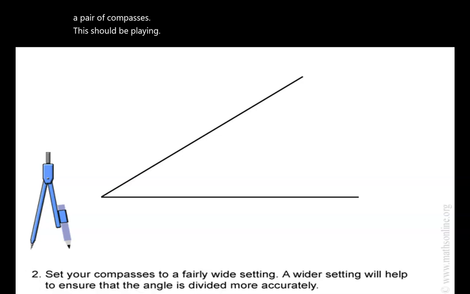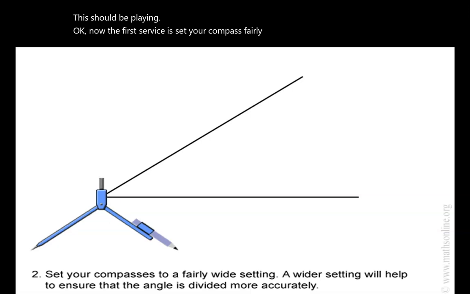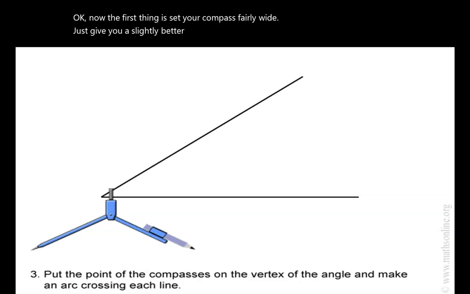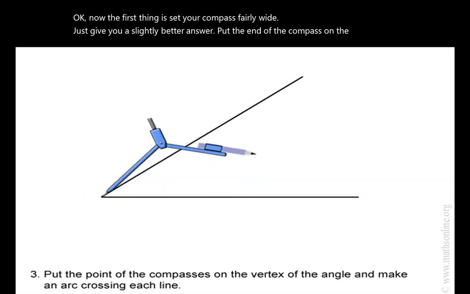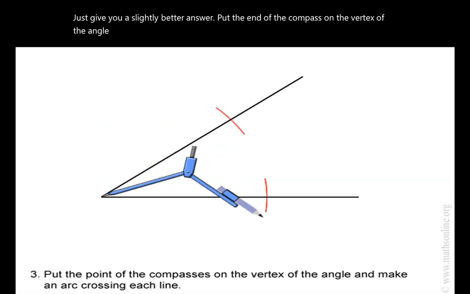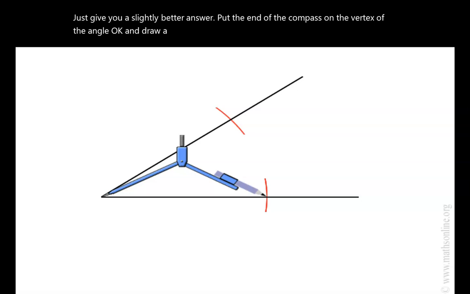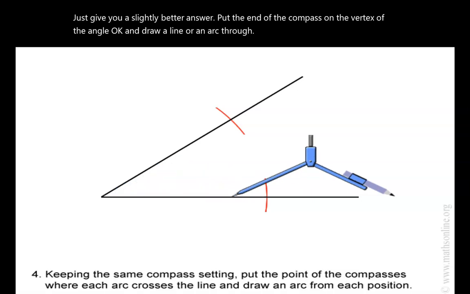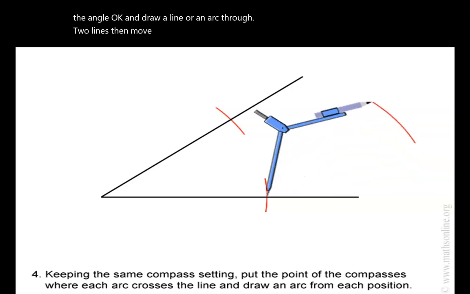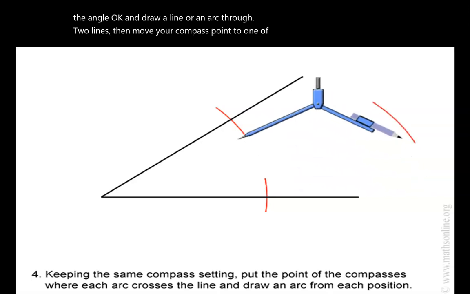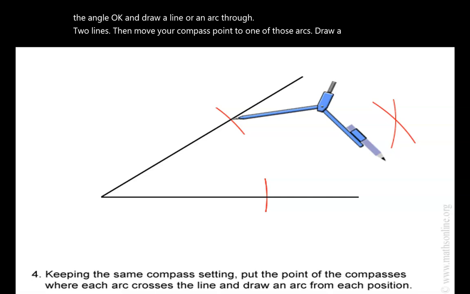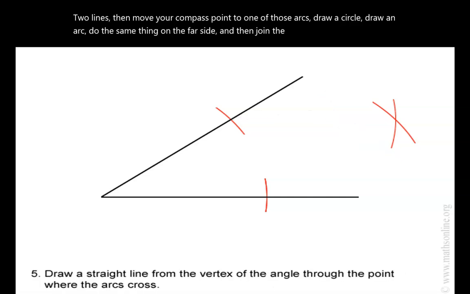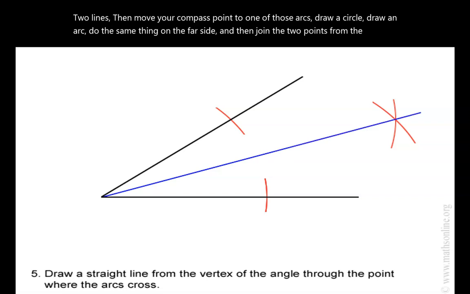To draw an angle bisector, you need a ruler, a pencil, and a pair of compasses. Now, the first step is you set your compass fairly wide. It'll just give you a slightly better answer. Put the end of the compass on the vertex of the angle and draw an arc through the two lines. Then move your compass point to one of those arcs, draw an arc, do the same thing on the far side, and then join the point of the angle through that marking.